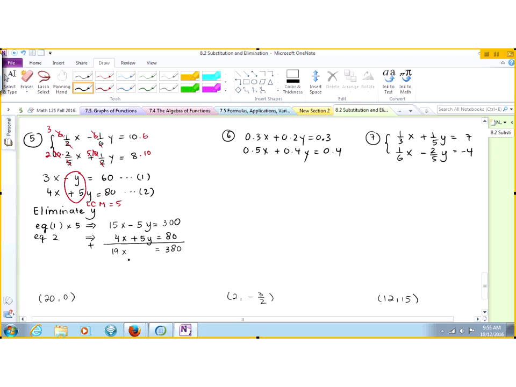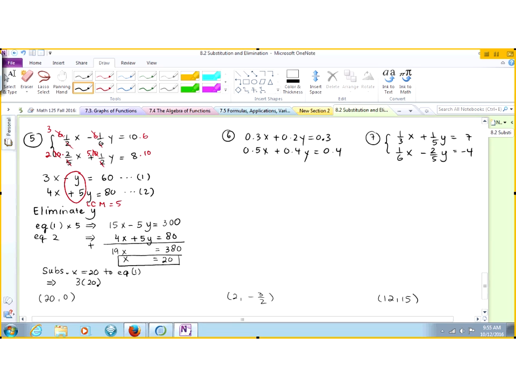So this is 19x is equal to 380. What is x equal to? 20. Good. X is 20. Now, how do we solve for y? Substitute to equation 1 easier? Substitute x equals 20 to equation 1.